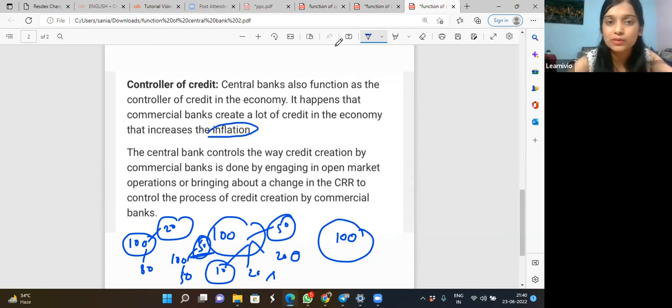Now you must be wondering, ma'am, what is inflation and all that? Don't worry, I'll explain everything. Basically there is lots of inflation. And the central bank controls the credit creation by commercial banks by engaging in open market operation or bringing about a change in CRR to control the process of credit creation.